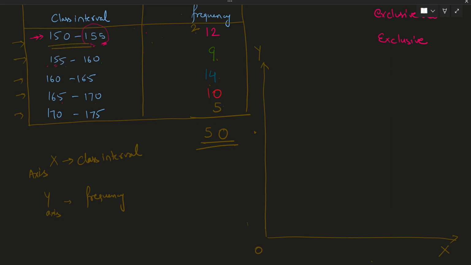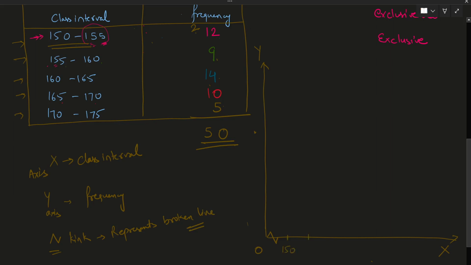So there's a gap of 5, so you can start. But if I start from 0, then 5, 10, it will go very long. There's no space for that. So what we do for that is we draw a kink. A kink represents a broken line. Basically, it started from 0, but as we are short of space in the page, we take it directly from here, 150.